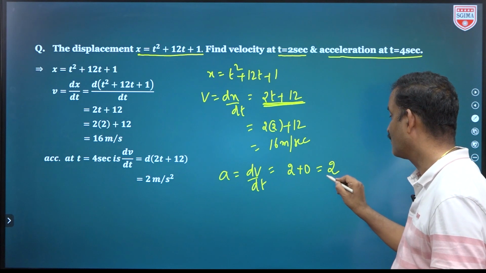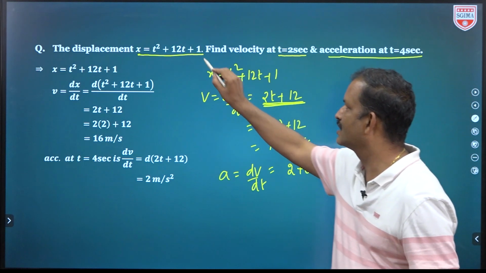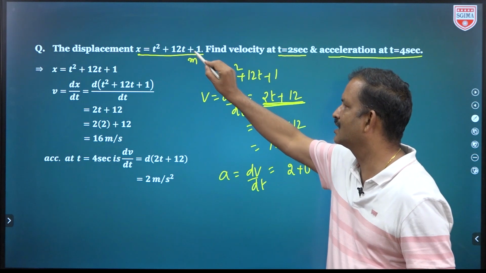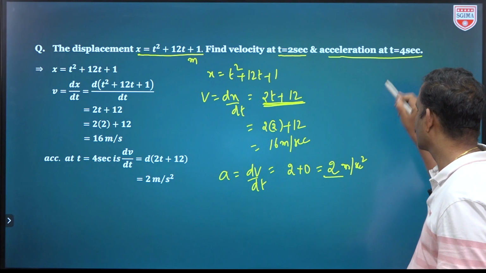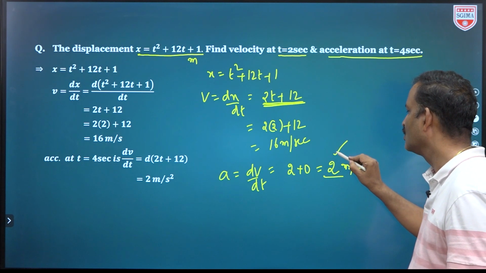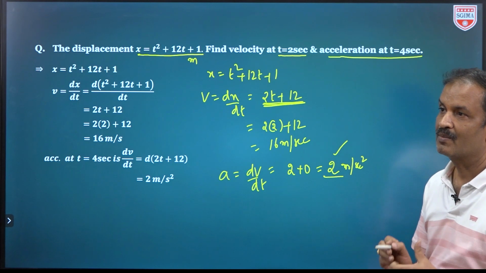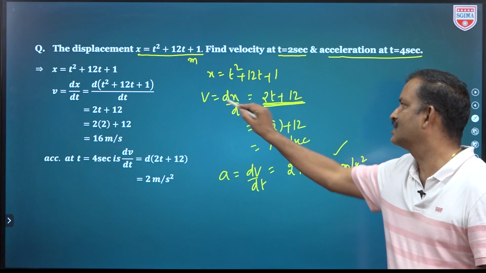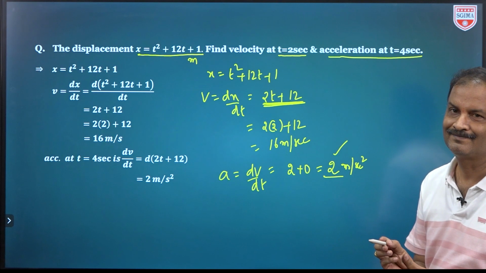That means it is uniform acceleration. Suppose displacement is given in meters, you will get meters per second square. If displacement is given in centimeters, centimeters per second square. Uniform. At t equal to 4 seconds, you get 2. At t equal to 5 seconds, you get 2. At t equal to 3 seconds, also 2 you will get. So, this is a uniformly accelerated body. Velocity is linearly increasing, then acceleration is uniform.